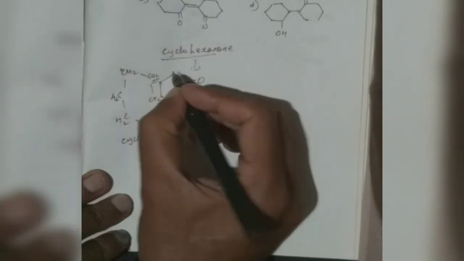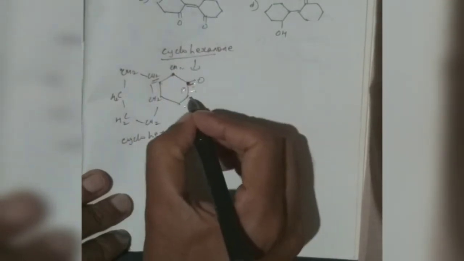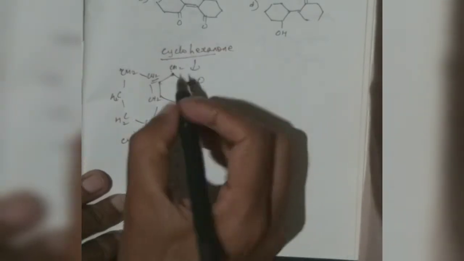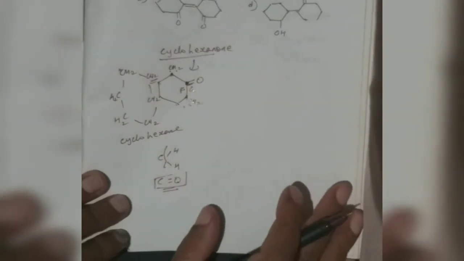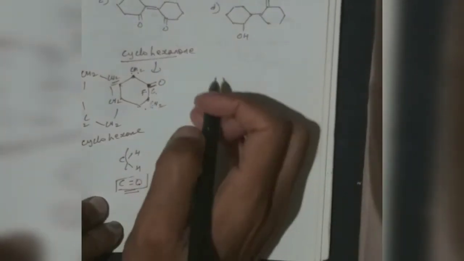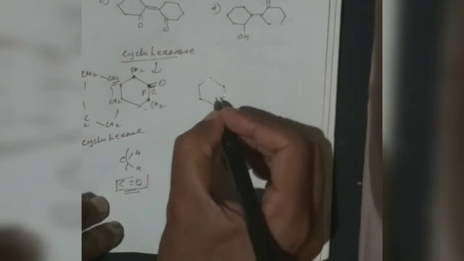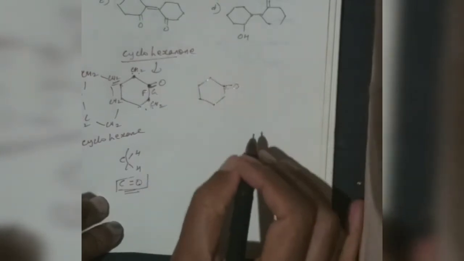So here also naturally we got the CH2, this point. Here also we got the CH2. So alpha carbon present, alpha carbon present, alpha hydrogen present, alpha hydrogen present. It will undergo Aldol condensation. So let me take this. I will write the cyclohexanone like this. I will write one cyclohexanone like double bond O.